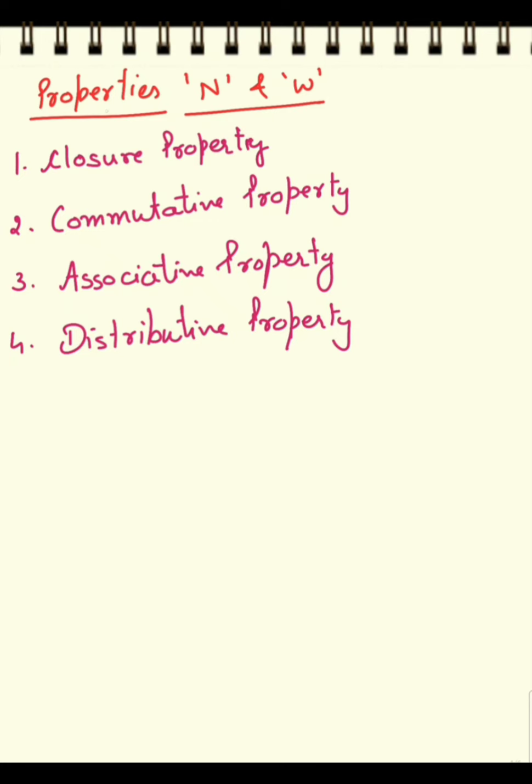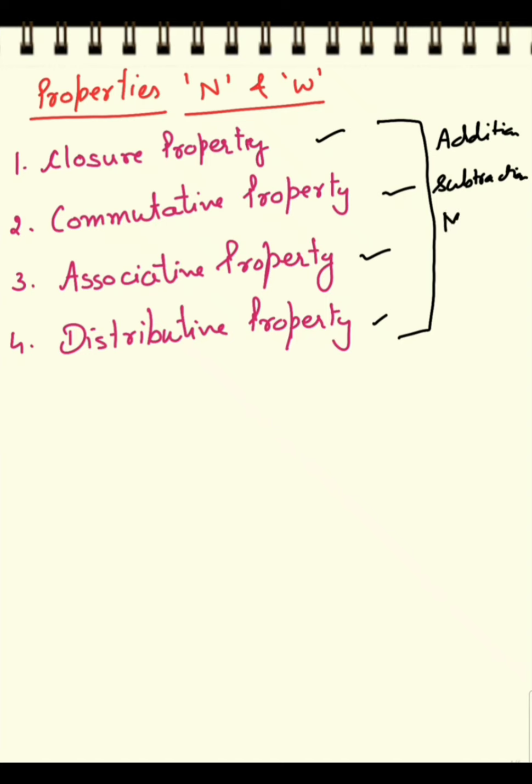The main properties of natural numbers and whole numbers for the operations of addition, subtraction, multiplication and division are closure property, commutative property, associative property and distributive property, and we'll apply all these properties to the operations addition, subtraction, multiplication and division.